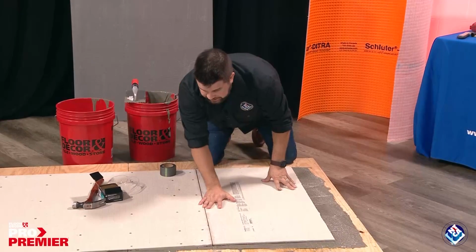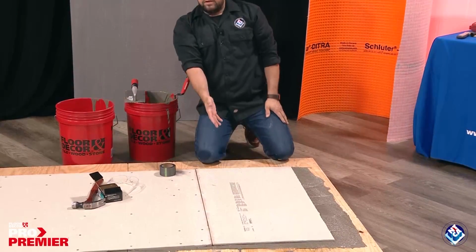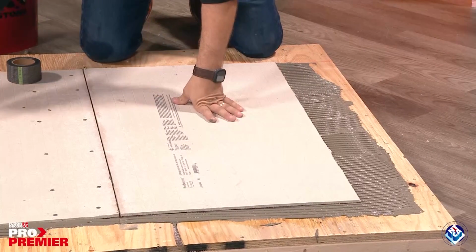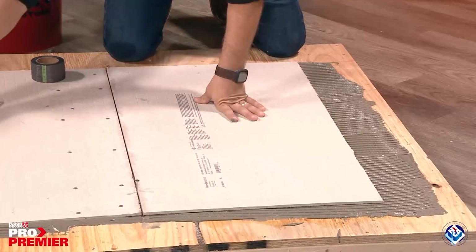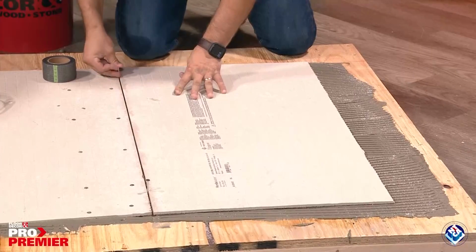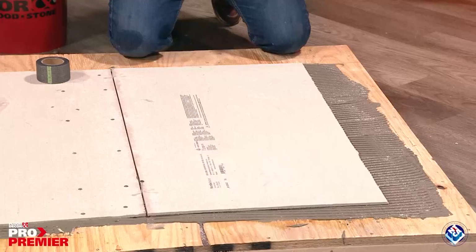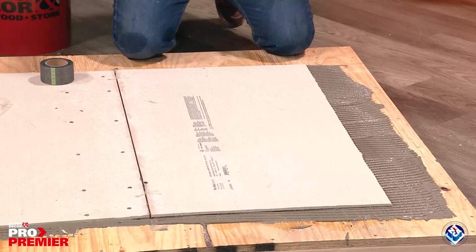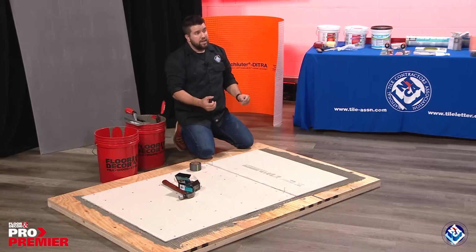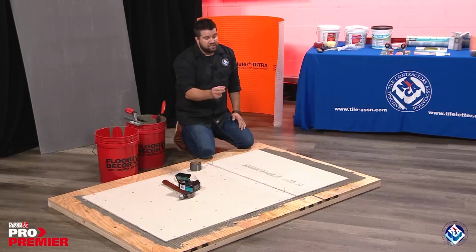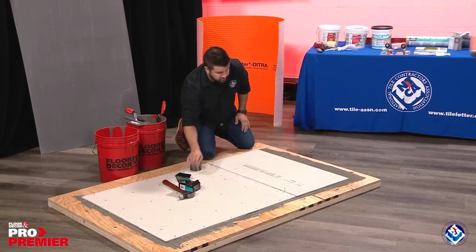Now, as I put this down, if we look back at F144, which tells us all about fiber cement board, it tells us that we need this 1/8 inch gap right here. So I'm going to space this out at about 1/8 inch. You could use a nail on each end as a spacer. There we go. Now I'm ready to fasten this to the subfloor. If we read the manufacturer's directions, we could use screws or nails, and that will vary a little bit depending on the manufacturer. So it's always good to check which fastener the manufacturer approves. Let's go ahead and nail this off.